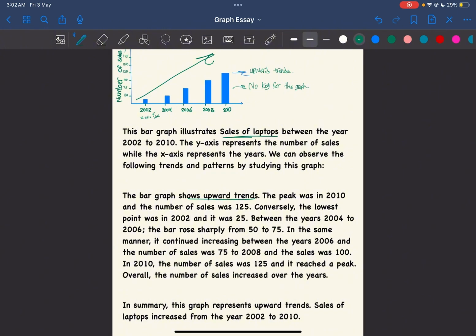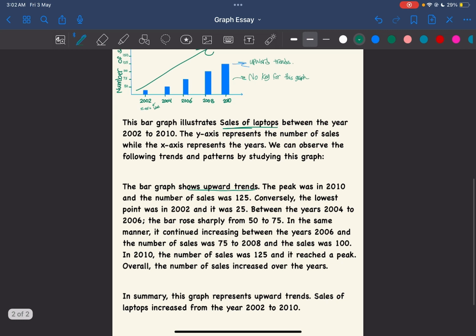In the same manner, it continued increasing between the years 26 and 28, from 57 to 100. In 29, the number of sales was 125 and it reached a peak.